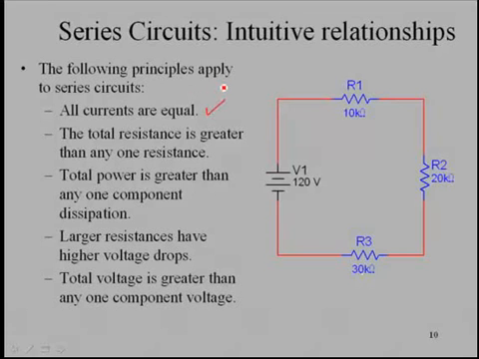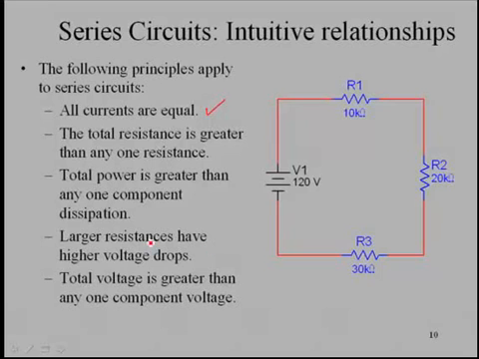All currents are equal. In a series circuit, like we talked about, all current through this particular circuit will be equal. The total resistance is greater than any one resistance. So maybe that's obvious, but the total resistance of all 3 components is going to be greater than any one resistance. Likewise, the total power is greater than any one component dissipation. So the total power dissipation of this circuit is going to be greater than any single one component.